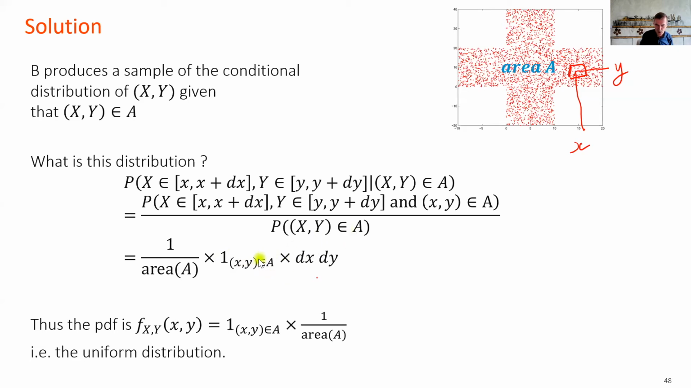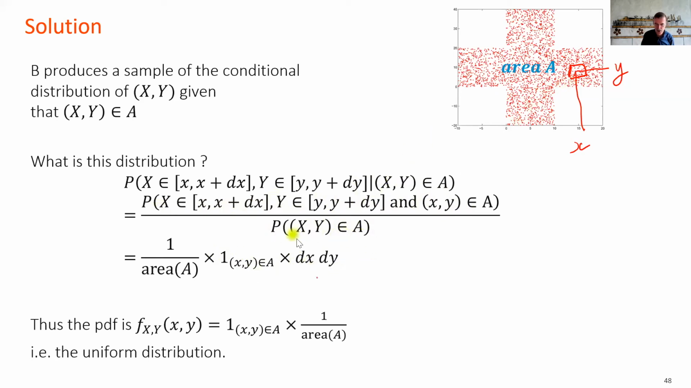And if the point is in A, the probability of this, the and, I replace capital X by little x because they're quasi the same when dx dy are close to 0. And the and is taken care of by this. And then there remains the dx dy. The probability of falling in exactly this box is proportional to dx dy. So that will give me this.